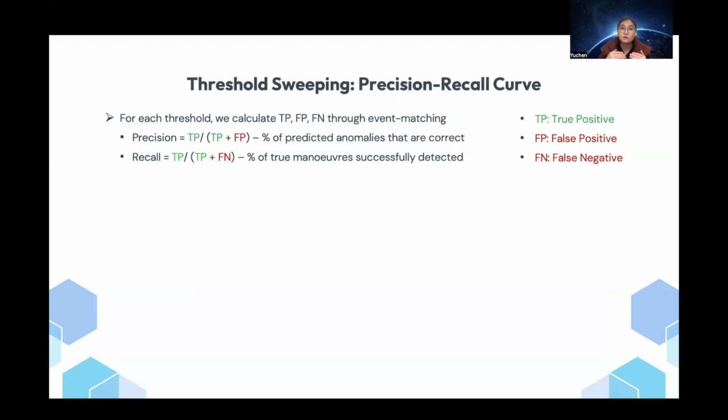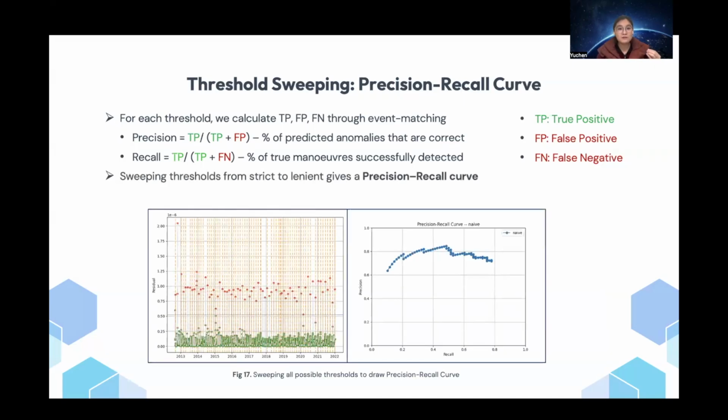We don't just look at one threshold. Instead, we sweep through a range of thresholds from very strict to very lenient. For each threshold, we get a precision recall pair, and plotting all of them gives us the precision recall curve shown on the right. The curve helps us evaluate model performance across thresholds and choose one that best fits our goals, like minimizing false alarms or maximizing detection.